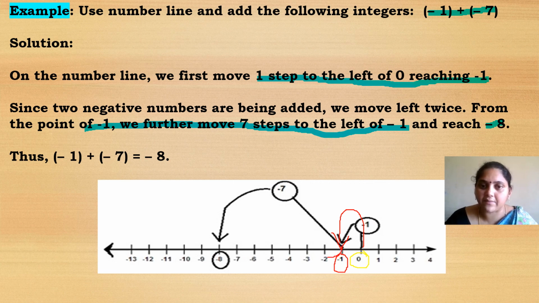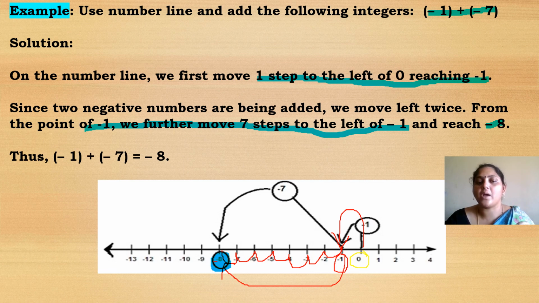How many steps? 7. 1, 2, 3, 4, 5, 6 and 7. So from minus 1, if we go 7 steps backward, what will be our answer there? It is 8. Because we are moving to the left side, what is the sign of that number? It is the minus sign. So our answer is minus 8. This is how we identify our integers when we are adding two negative integers.